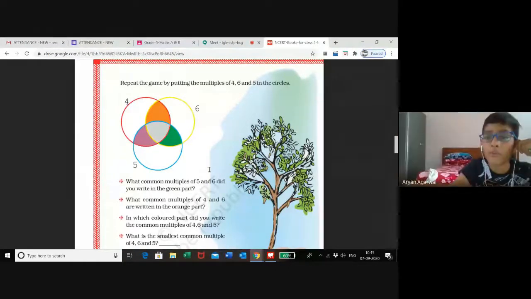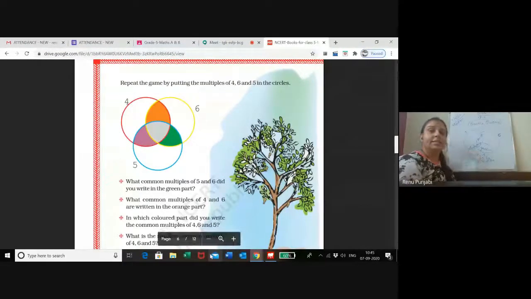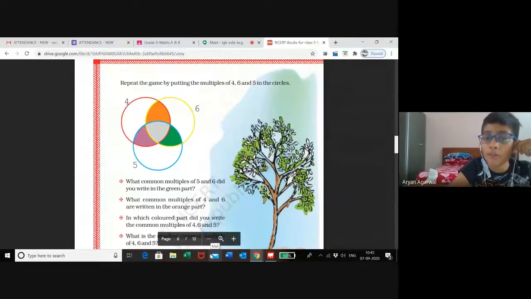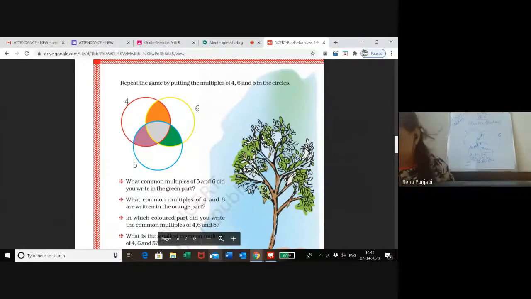Ma'am, all the common multiples of 4 and 6 which end with 0 are the common multiples of all three numbers. Yes, then we will come to that also. So now, who will tell me which are the multiples of 6?